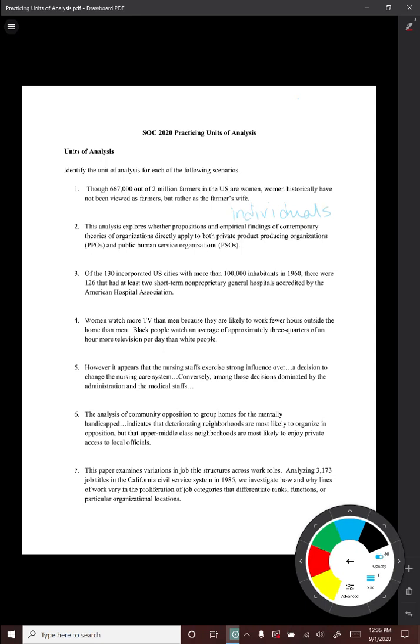Number 2, this analysis explores whether propositions and empirical findings of contemporary theories of organizations directly apply to both private product producing organizations, PPOs, and public human service organizations, PSOs. So in this example, our unit of analysis is organizations.